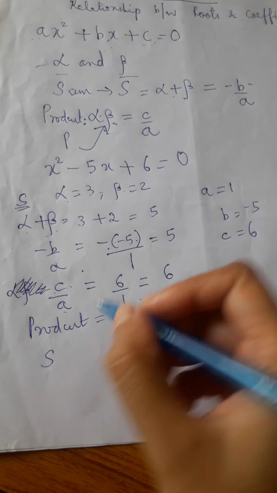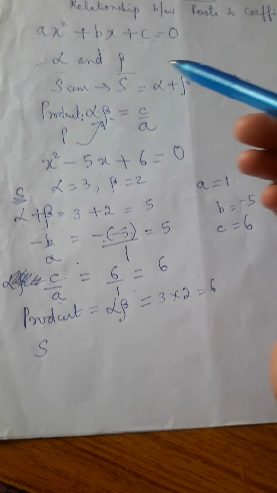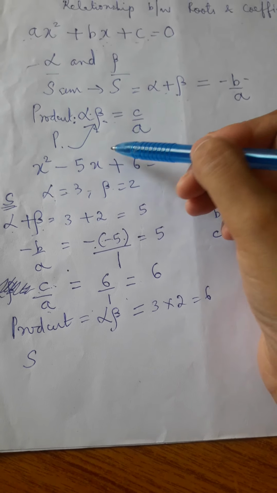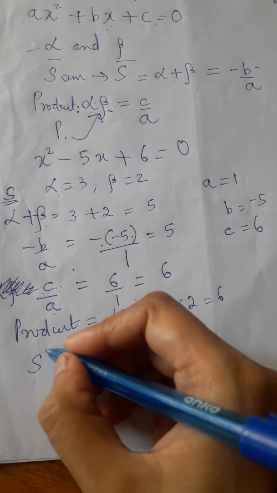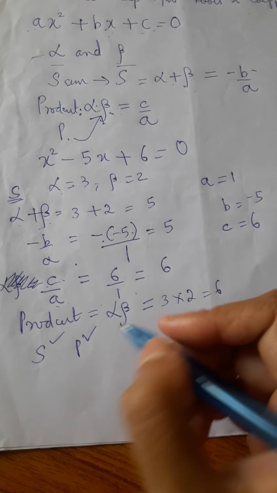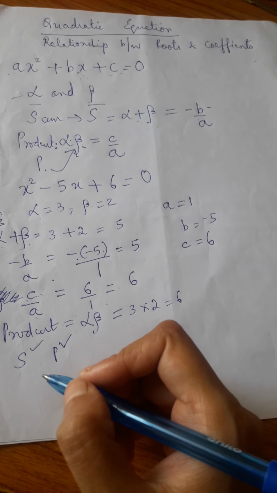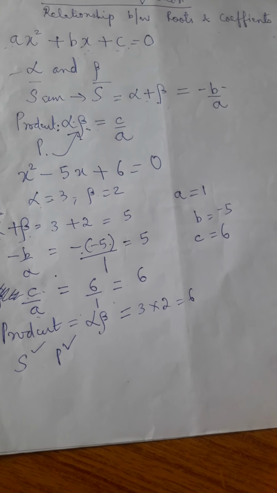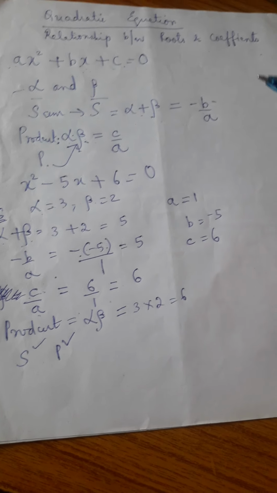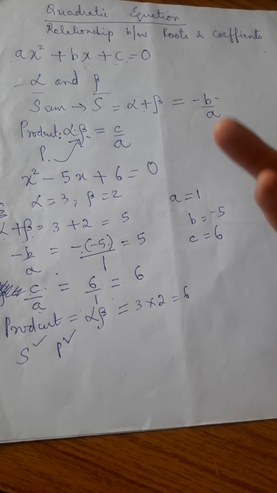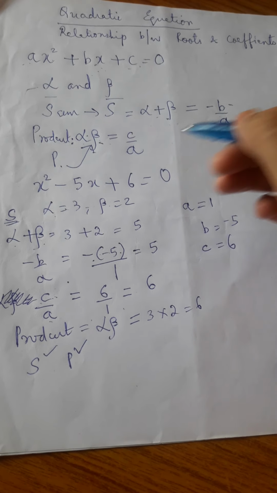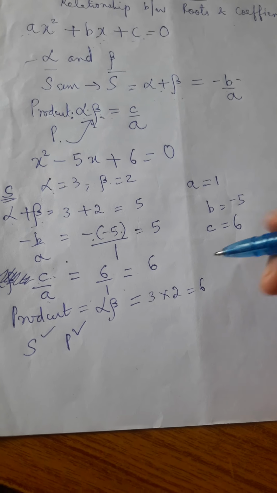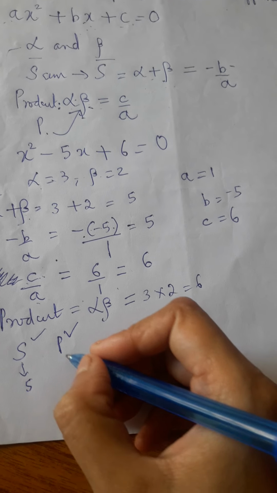What is sum? Alpha plus beta, right? Sum is alpha plus beta. And my product p is alpha into beta. When the sum and the product are known, it's simple. If they were to ask you, find a quadratic with sum as this and product as this. In this case, find a quadratic equation where the sum of the roots is given as 5 and the product is given as 6.